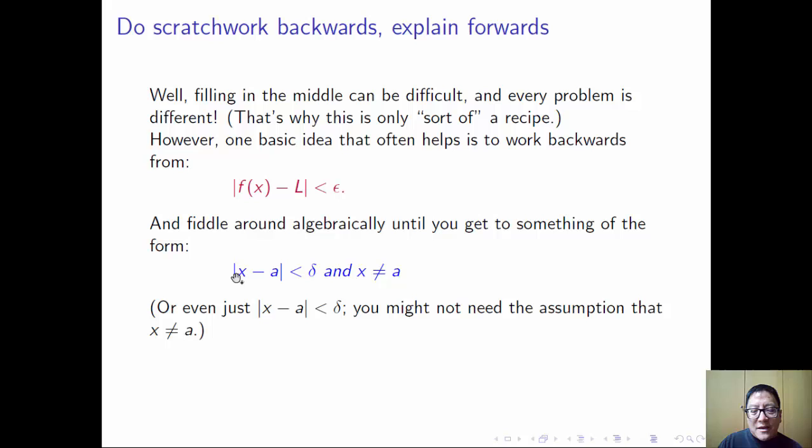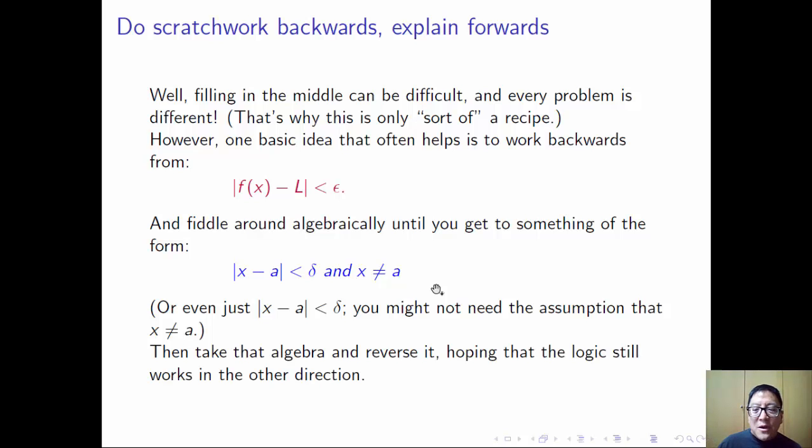Or even, actually, the way the logic works, even if you only get the distance between x and a is less than delta, that's good enough, because when you reverse it, it'll work out, and you might not need the assumption that x is not equal to a. Anyway, like I just said, you take that algebra and reverse it, and you hope that the logic still works in the other direction.